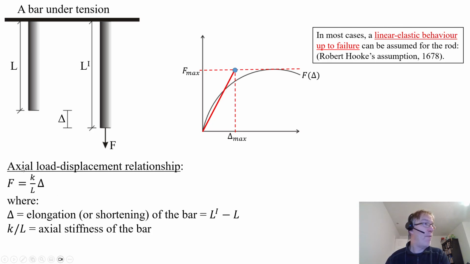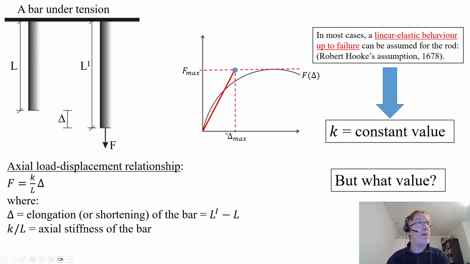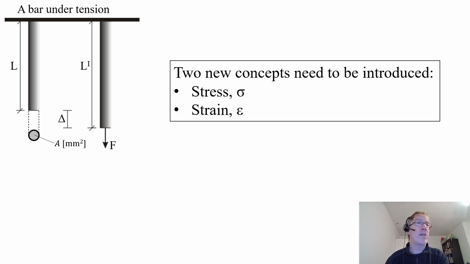Right, so we have the axial load displacement relationship. You've seen this equation before. We've called this equation 1 from memory. F equals K divided by L multiplied by delta, that's the stiffness, that's the elongation. K is a constant value. But what is that value? Now, before I referred to that line as the gradient, or m in the equation of a straight line. So let's look at what K actually is as a value.